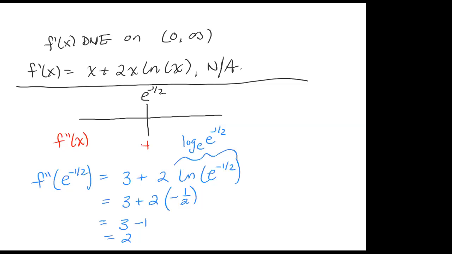So the second derivative is positive there. That means the graph is concave down. That is enough for me to be able to say that this is the location of a local maximum. The second derivative test guarantees that for me. Okay, I think we'll stop there.